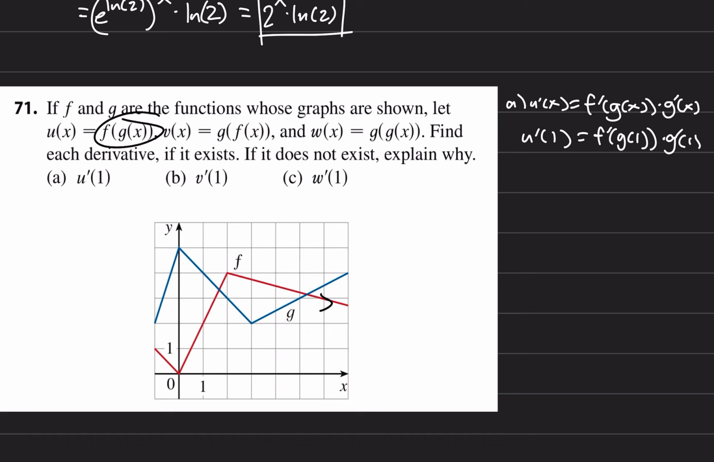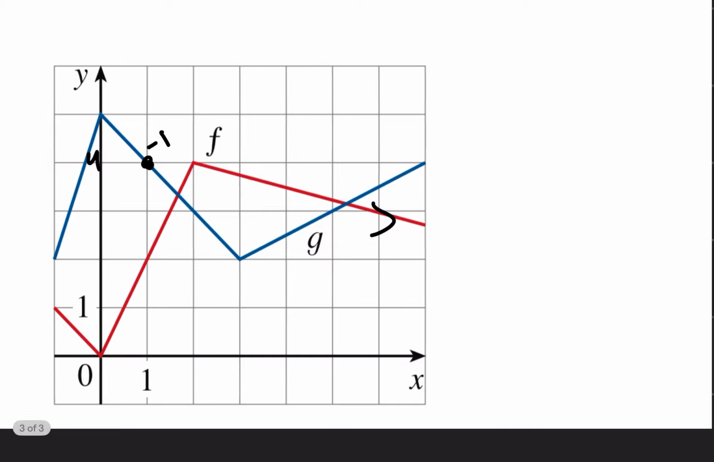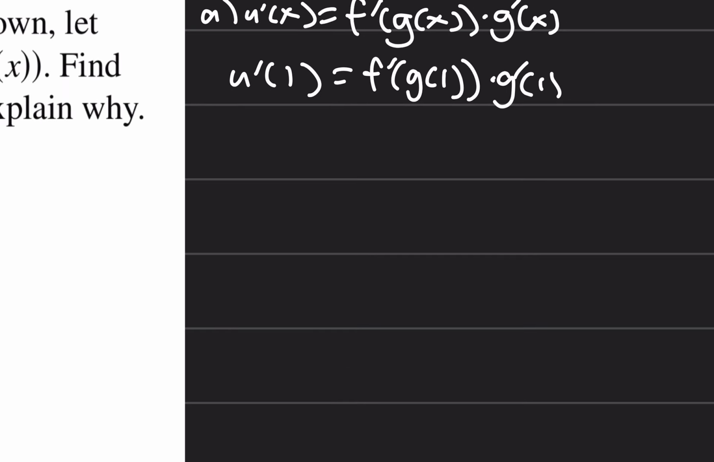So, now we need to find these values. We need to find g of 1 and g prime of 1. So first, let's look at g of 1. Well, this g graph at 1 is 4. G prime of 1, right, the slope of the tangent line, that's negative 1, right? See the slope of this goes down by 1, right by 1. So the slope is negative 1. This is positive 4, and this is negative 1. So this is equal to f prime of 4 times negative 1.